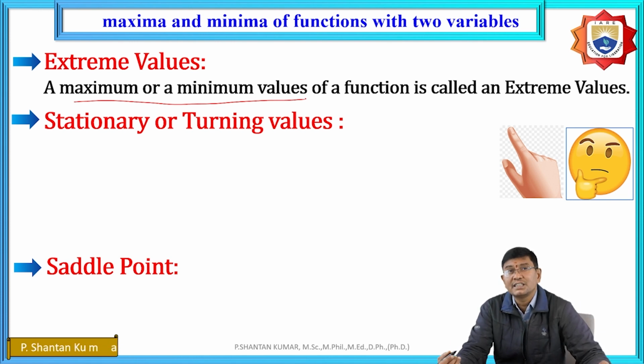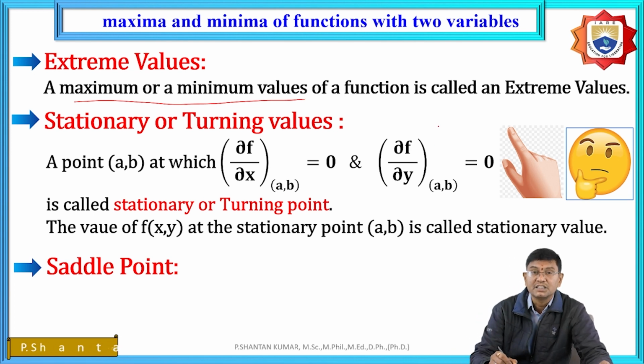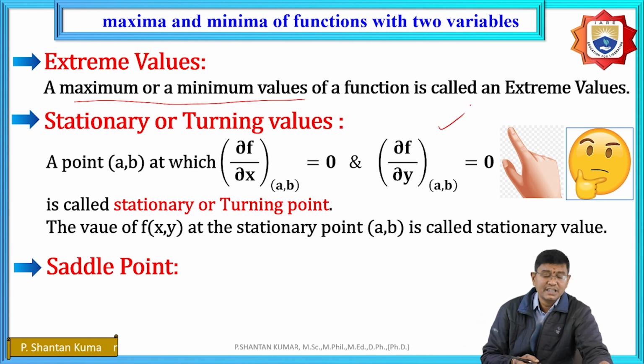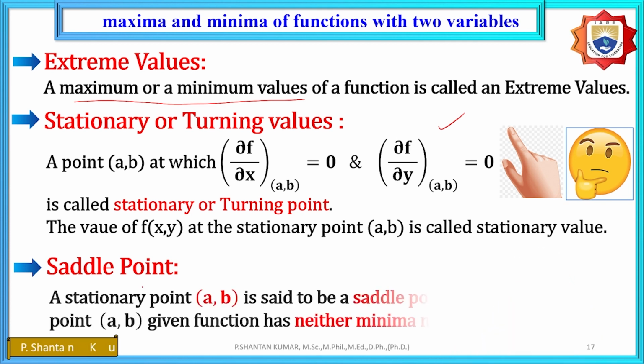The next one is stationary values or turning values. What is the meaning of this? It means we take the first order derivatives with respect to x and y and equate them to 0. While solving those two equations we get values, and those values are called stationary values. And further, what is a saddle point? A saddle point is where the function is neither a maxima nor a minima.